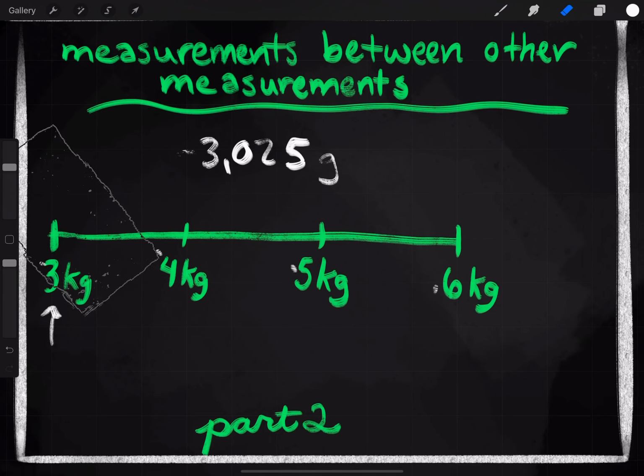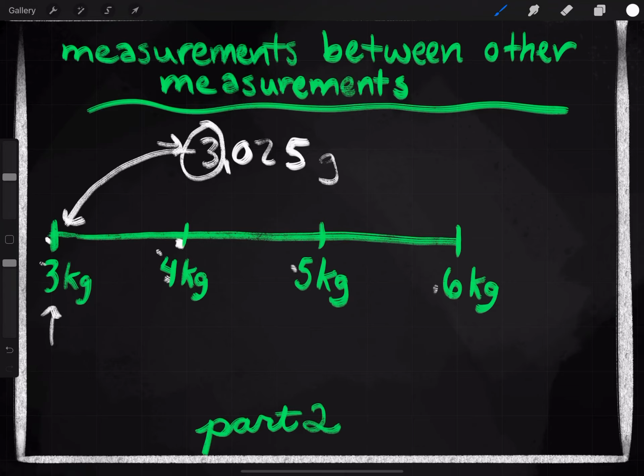Okay, I want to actually leave that up there for a second. So how many whole kilograms are in 3,025 grams? Well, since it's between 3 and 4, it's not going to be something higher than that. And it's not 4 whole kilograms because that would be bigger than the number. So we know there are 3 whole kilograms because it kind of goes right here. 3 whole kilograms. So this is the number of thousands.